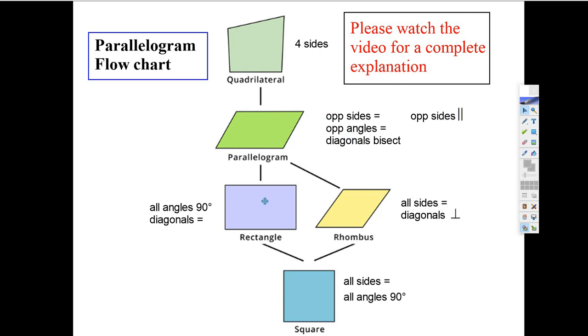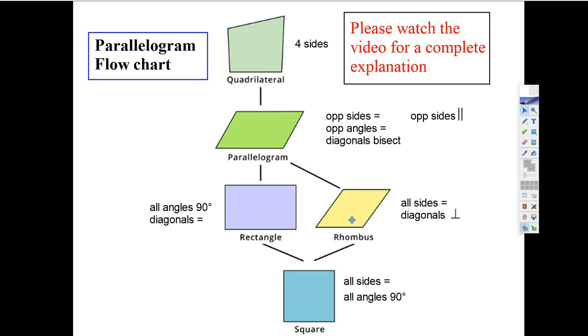Now, it turns out that a rectangle has all of the properties. It is a parallelogram, and so is a rhombus, and so is a square. But a rectangle is a special type of parallelogram where all the angles are 90 degrees. And something else special about a rectangle: the diagonals are exactly the same length.